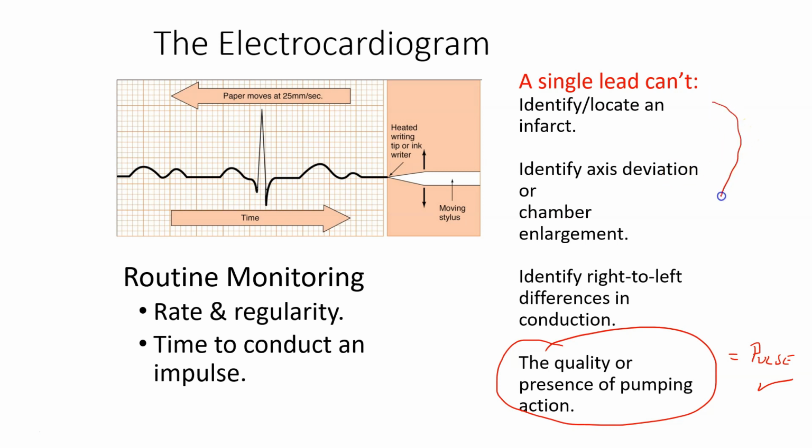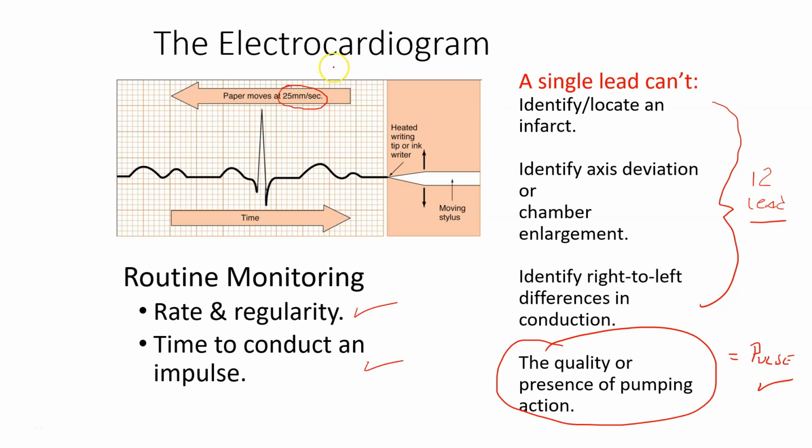All of these other things here require 12 leads. So they require 12-lead EKGs, and those are things that we're not going to address here. So for routine monitoring, as I said earlier, the only thing we're checking is rate and regularity, and we're looking at the timing of the impulse. A couple of things to remember: as the EKG paper goes over the stylus, it is moving here at 25 millimeters a second.